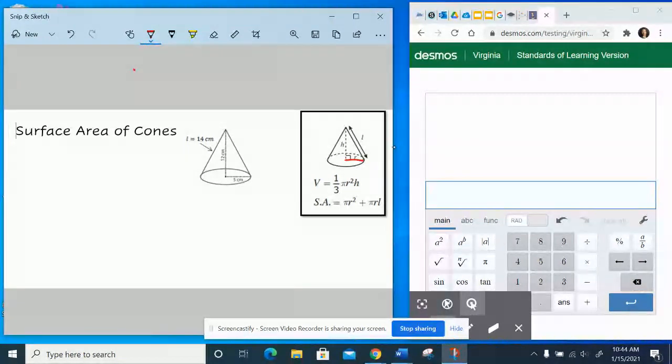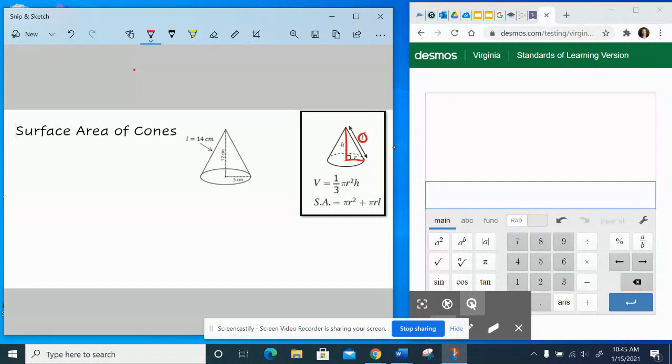We have what's called the height. That's going from the tip of the cone down to the center of the circle. So that is your height. And then we have this special L here, which is actually standing for your slant height. Your slant height goes from the top of the cone and then it travels along the side of the cone. So that is your slant height.